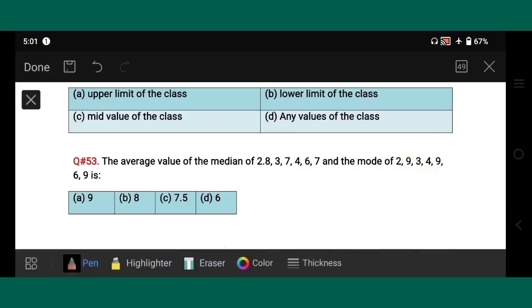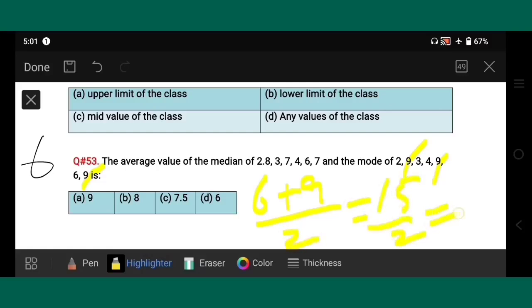So just write down here 6 is the median, while the mode, so mode is the most frequent value in the data. So clearly in the second data 9 is repeated 3 times, so 9 is the mode. So just take the average of these two. 6 plus 9 divided by 2, 15 divided by 2 gives 7.5. So option C, that is 7.5, is the correct option.